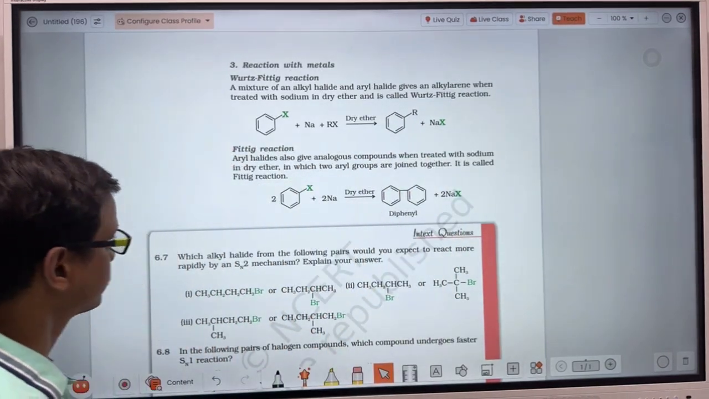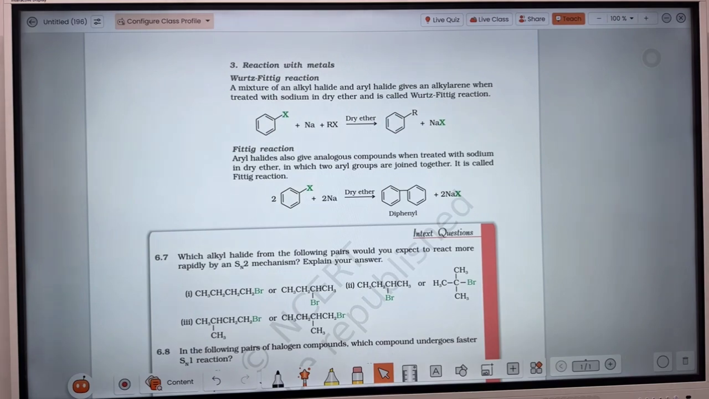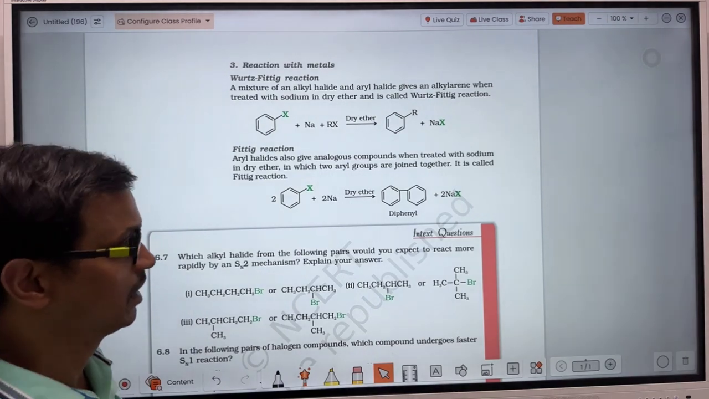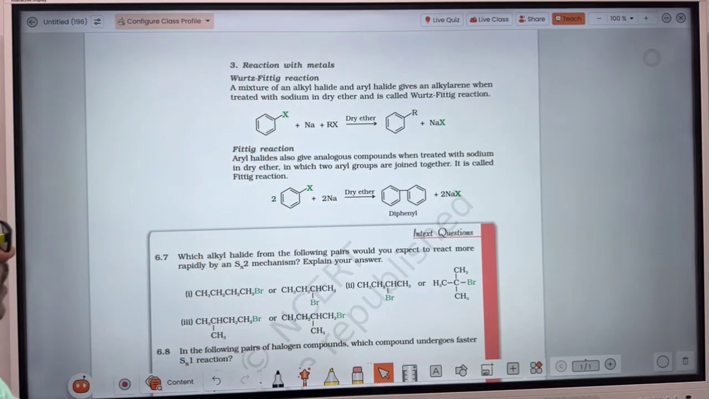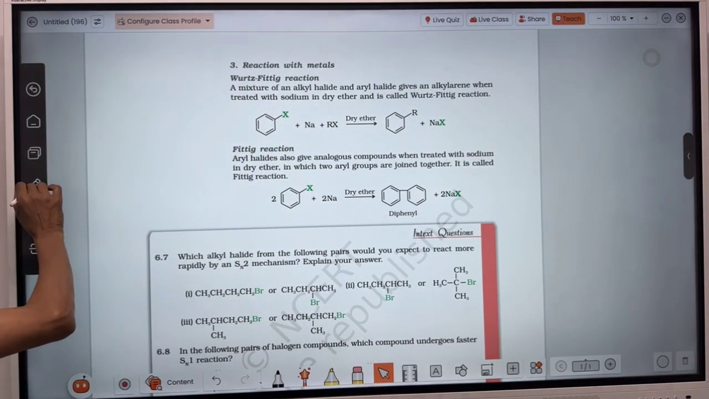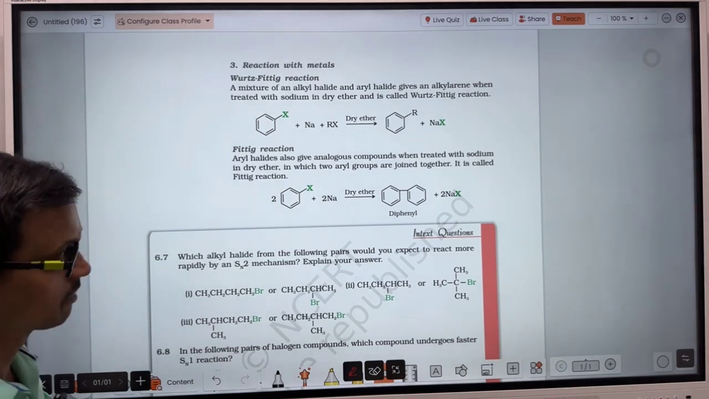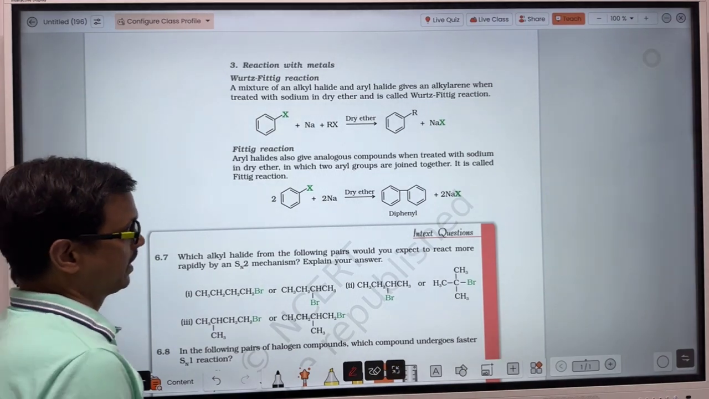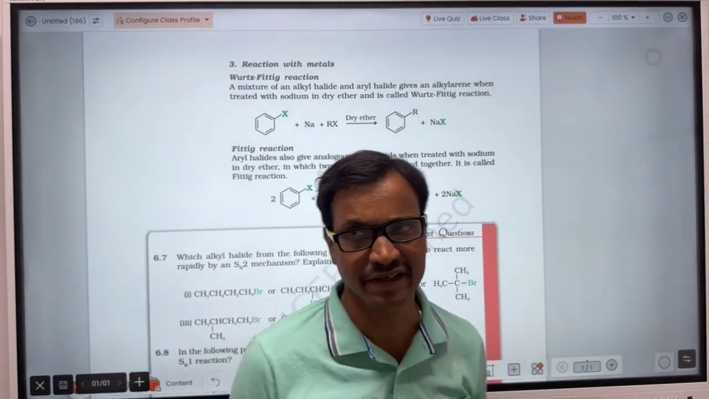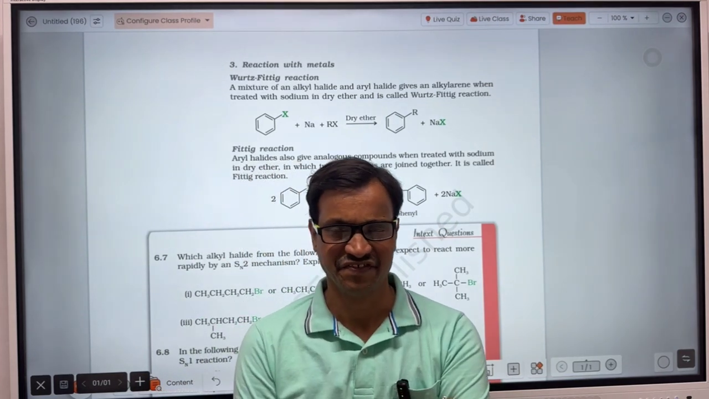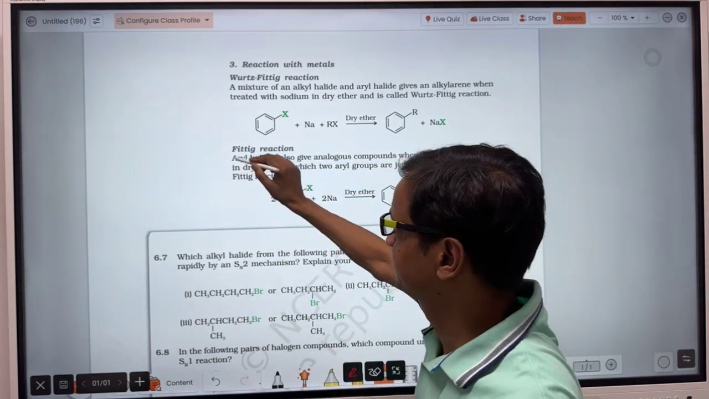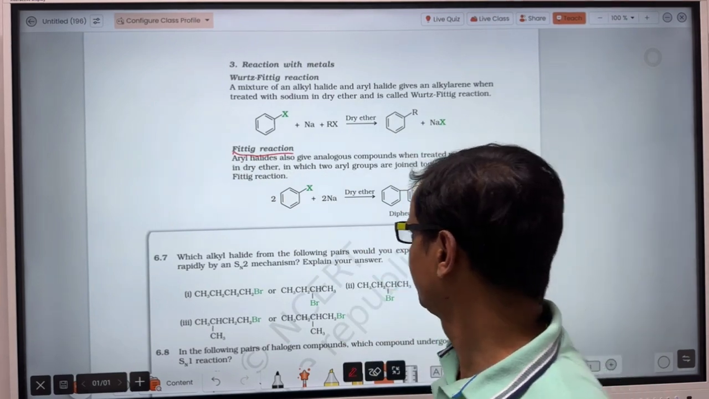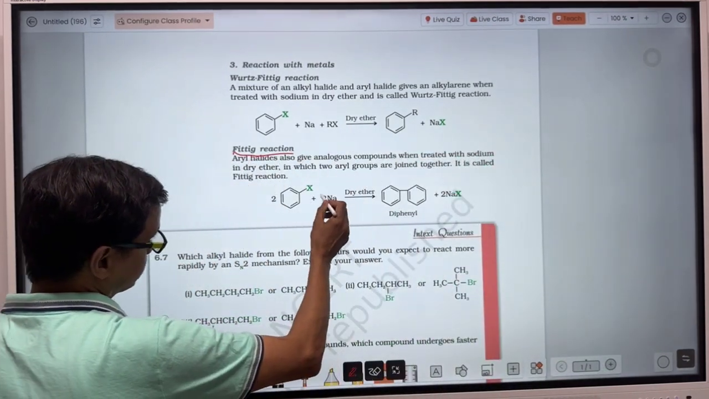Now let's see. That was about the nucleophilic substitution reaction and electrophilic substitution reaction. Next one is reaction with metals. Like that, there was a reaction with sodium. That was the Wurtz reaction. And when there is the reaction of sodium with haloarene, that will be called the Fittig reaction. Same here, this chlorine.